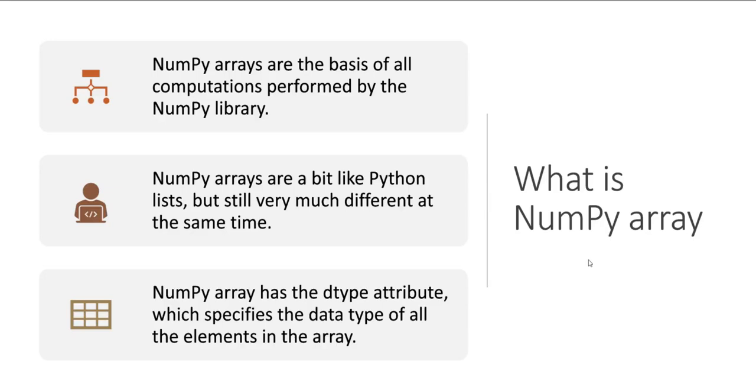A NumPy array has the dtype attribute, which specifies the data type of all the elements in the array. If the array contains elements of different data types, all the elements are cast into the largest type, and this process is known as upcasting.